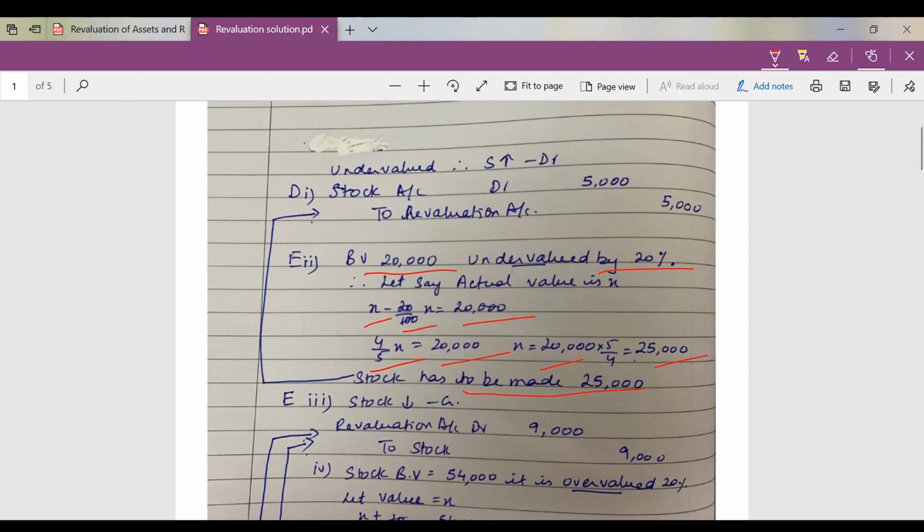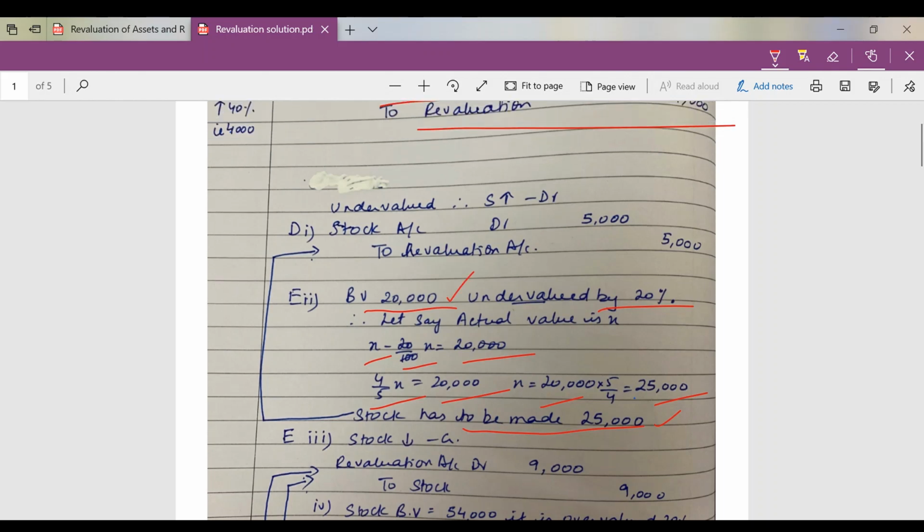Now if you look at the entry, stock has to be made at 25. Actual value is this and the book value is 20. The difference, that is 5,000, you have to increase the value. So you have to pass this entry, that is stock account debit to revaluation, like in the preceding case.